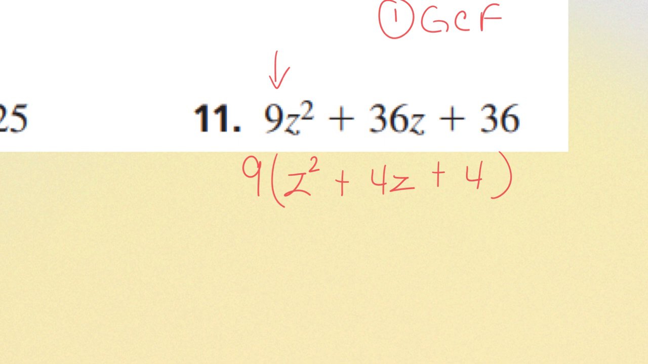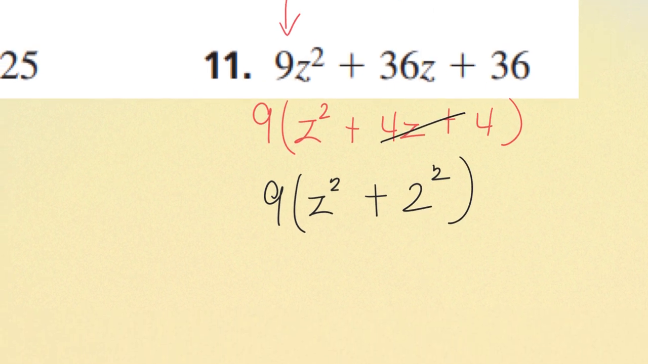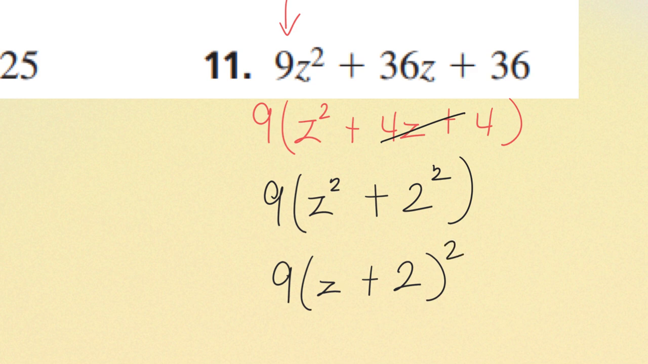Can 4 be divided by 2? Correct. So that means that I'm left with 9 times z, which is already squared, plus, and I know the square root of 4 is going to be 2 to the power of 2. Simplify, my final answer is 9 times z plus 2 to the power of 2.